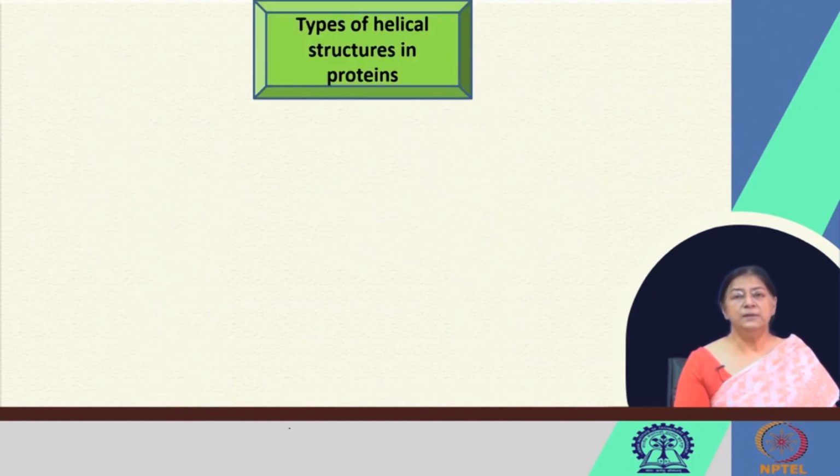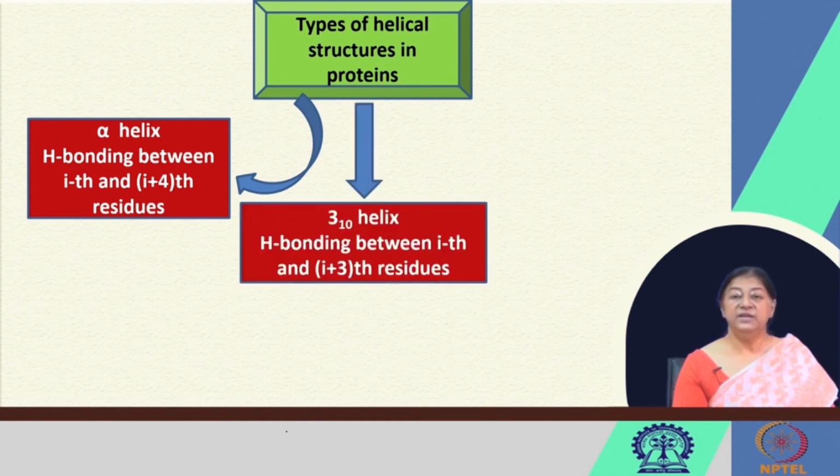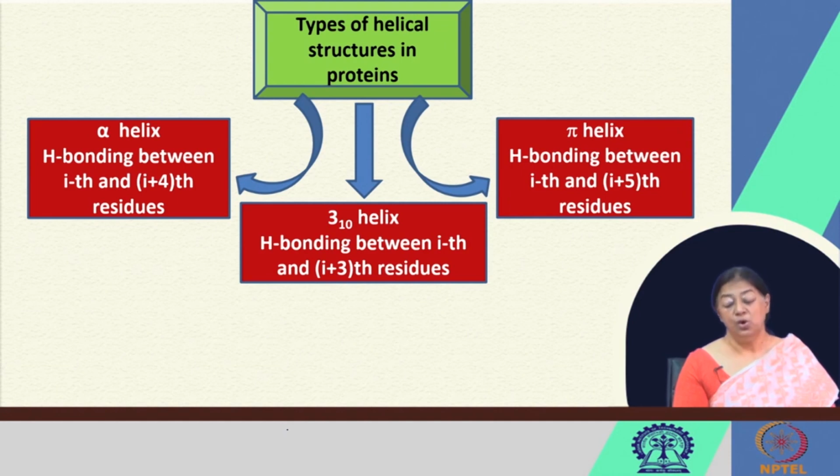So, if we look at the types of helical structures that are present in proteins, we mentioned the alpha helix, that is the common right-handed alpha helix that has the hydrogen bonding between the I and the I plus 4 residue. There is the 3-10 helix that has the H bonding between the I and the I plus 3rd residue, and then there is also a helix called the pi helix which has a hydrogen bonding from the I to I plus 5th residue.